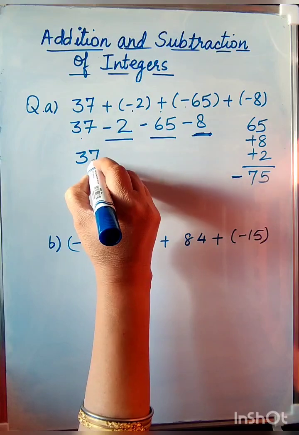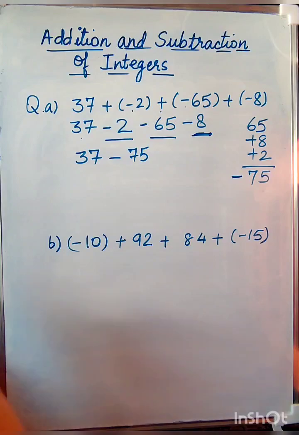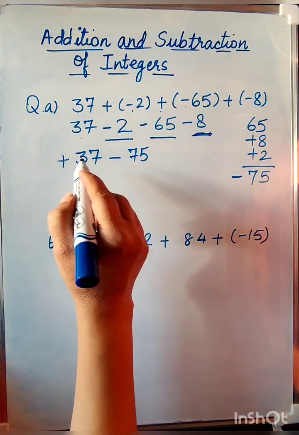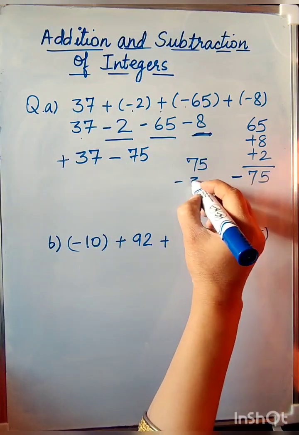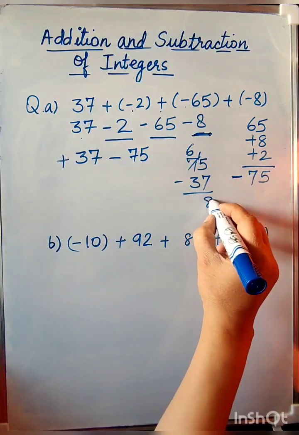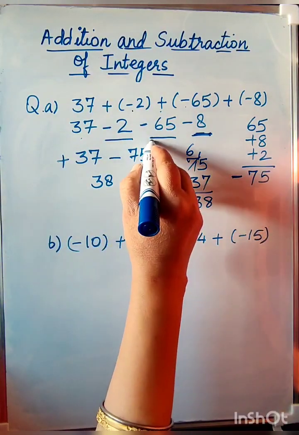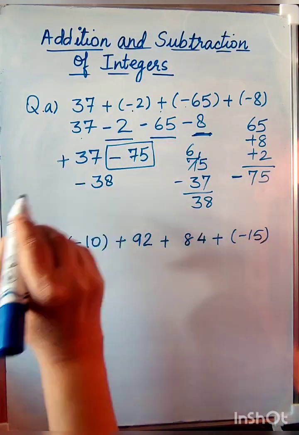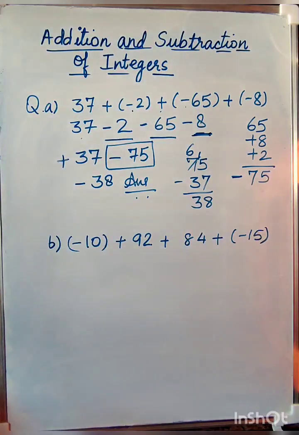So your question reduces to 37 minus 75. Now this is plus 37 minus 75. In the reduced form, we will simply subtract these numbers. So from 75, I will subtract 37. So this will become 6 and 15. 15 minus 7 gives you 8. 6 minus 3 gives you 3 again. So the answer is 38 with the sign of the bigger number, that is minus 38, and that is your required answer. Now we will solve the B part also.